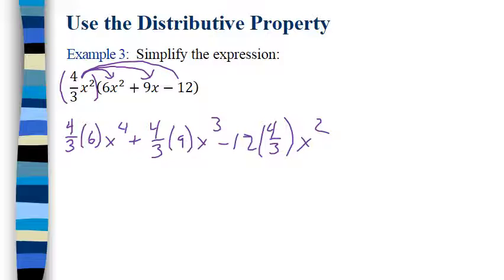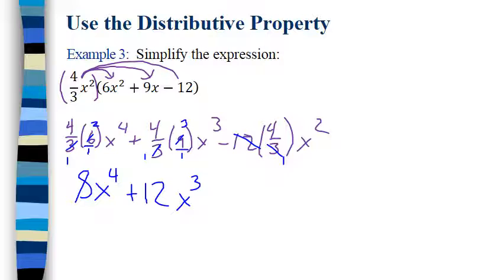Okay, now we need to simplify those fractions. So 4 times 6, remember this is like 6 over 1, so 4 times 6 is 24, divided by 3 is 8. We could also divide both top and bottom by 3, and so we have 8x to the 4th. And simplifying this, both divide by 3, remember that's over 1, so this becomes plus 12x cubed, and then this both divides by 3, so this is 4, so 4 times 4 is 16, minus 16x squared.